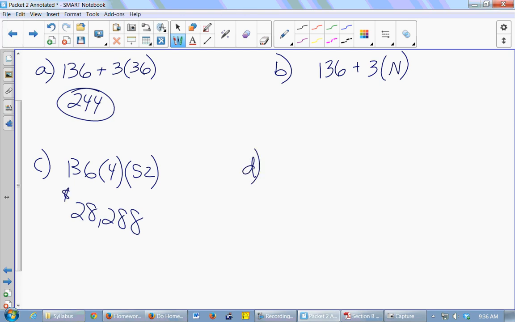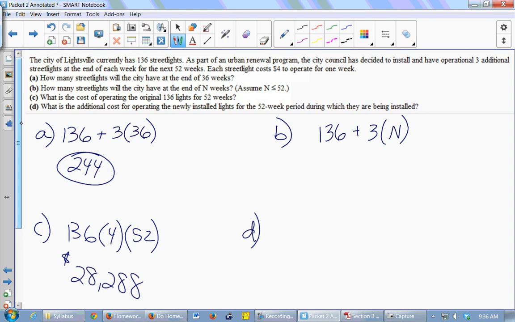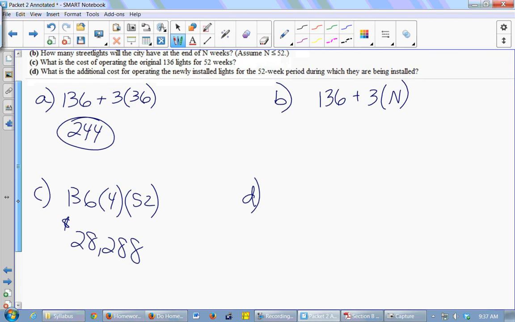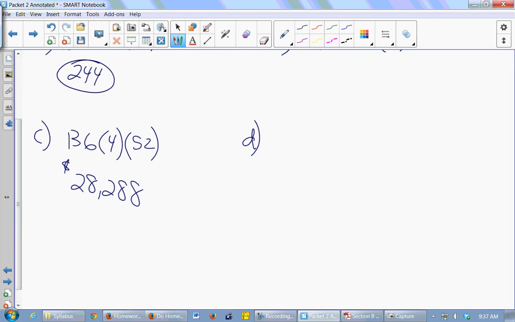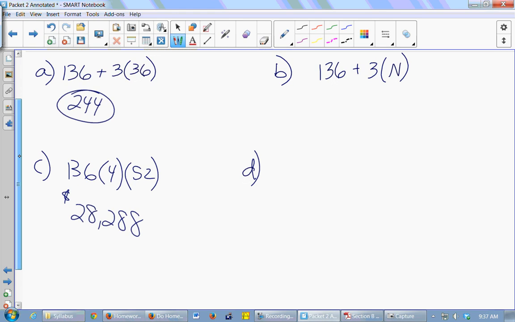All right, and then D, which is the really hard part. What is the additional cost for operating the newly installed lights for the 52-week period? All right, so remember, they're adding 3 streetlights at the end of each week. So at the end of week 1, they've added how many? 3 new streetlights, right? Oh yeah, 3 per week.